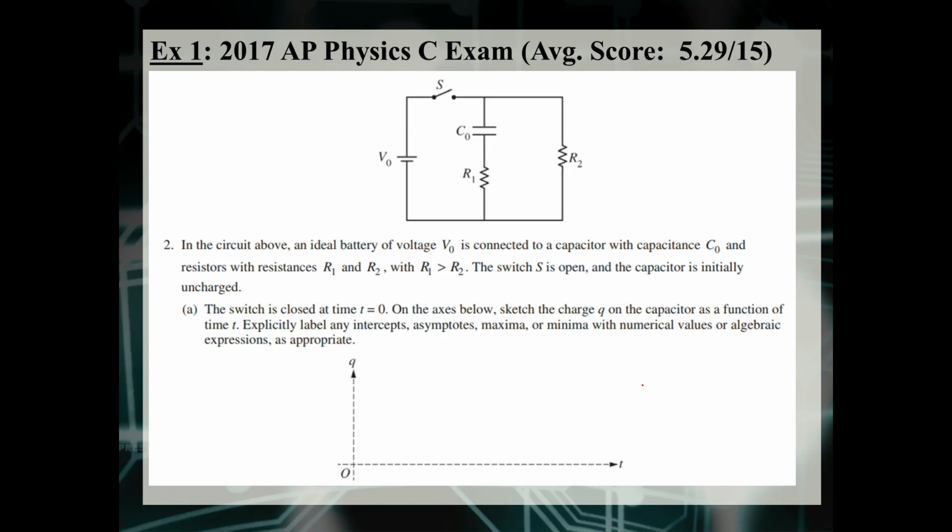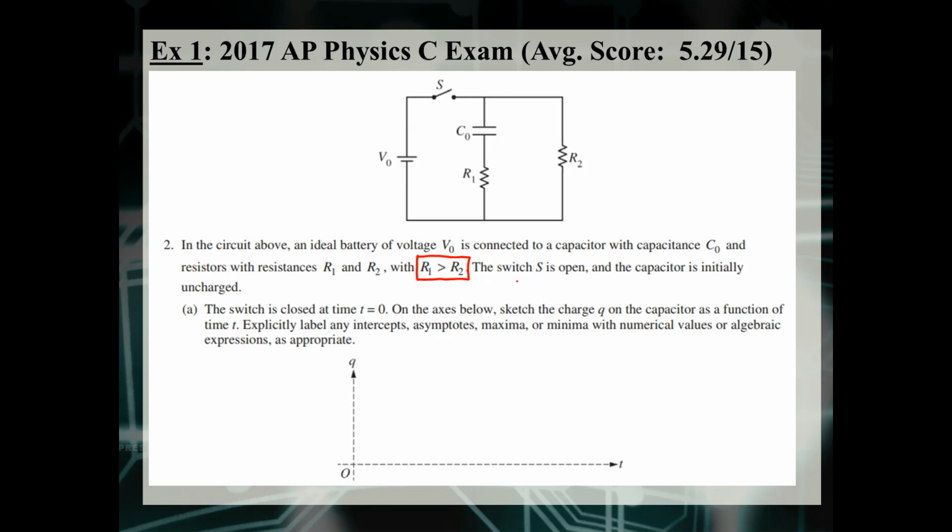Okay, so it says in the circuit above, you have a battery at the voltage V0 connected with a capacitor of C0. You have two resistors, R1 and R2. And it doesn't tell me the value of R1 and R2, but it does tell me that R1 is bigger than R2. Okay, we're going to have to make use of that fact in a little bit.